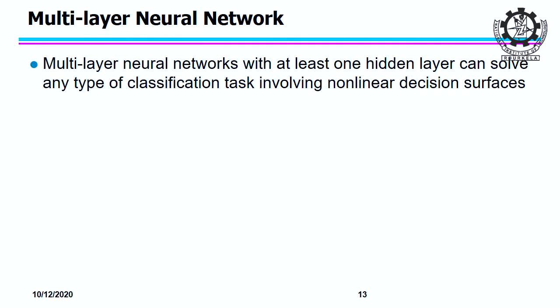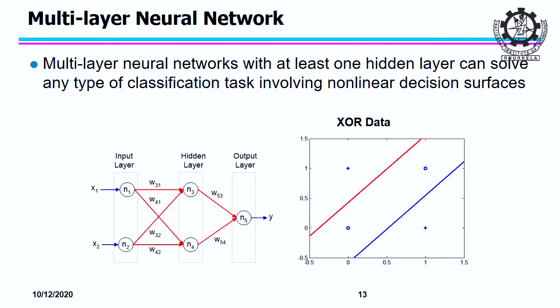A multi-layer neural network with at least one hidden layer can solve any type of classification task involving a nonlinear decision surface, as I said earlier. This is one simple example. As I said, a single layer perceptron cannot solve the XOR problem.